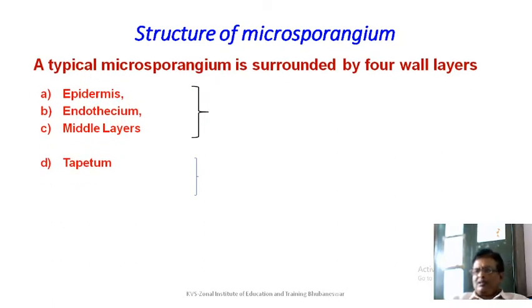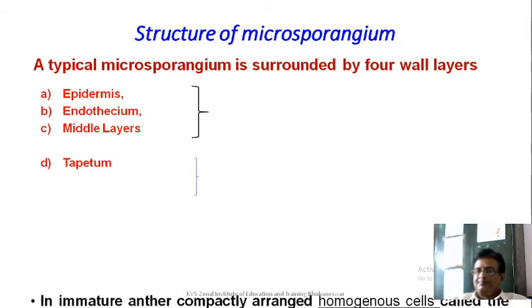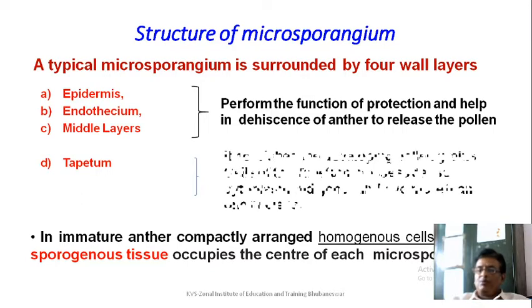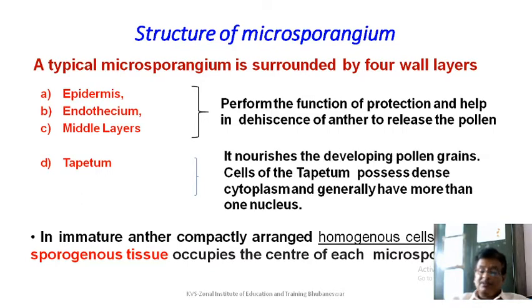When we talk about the theca, there are 4 important wall layers. Theca is the cover, with 4 walls. From outside in, it is the epidermis, then comes the endothecium, middle layer and tapetum. We need to know the function. The epidermis is basically meant for protection, and the endothecium helps in dehiscence of the anther and release of pollen, whereas the tapetum, the innermost layer, is important for providing nourishment to the developing pollen grains, and the cells are laden with dense cytoplasm, and generally they have more than one nucleus.